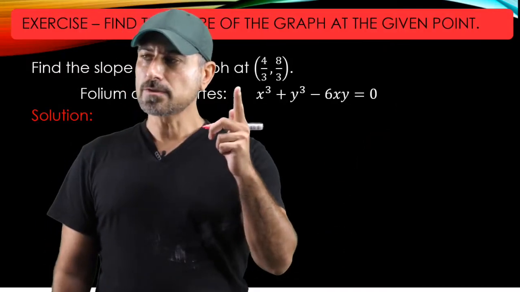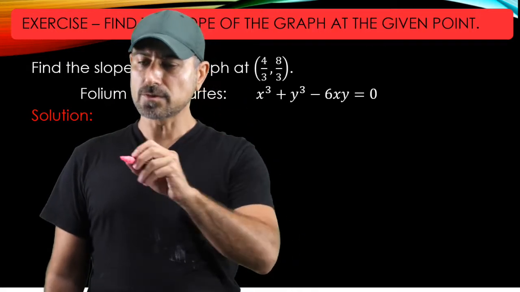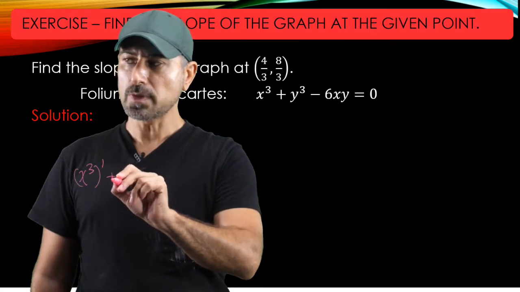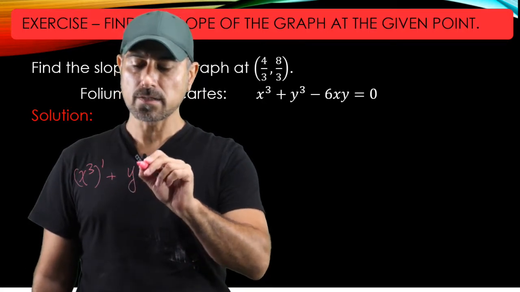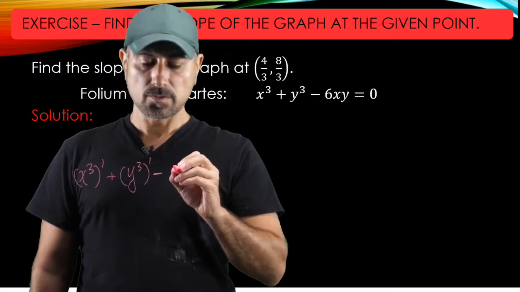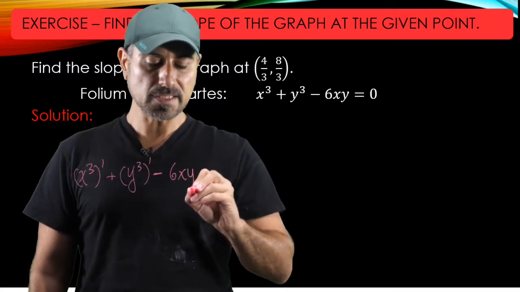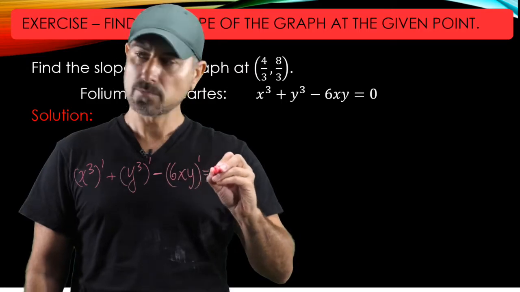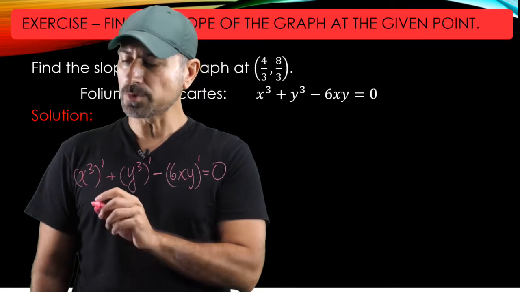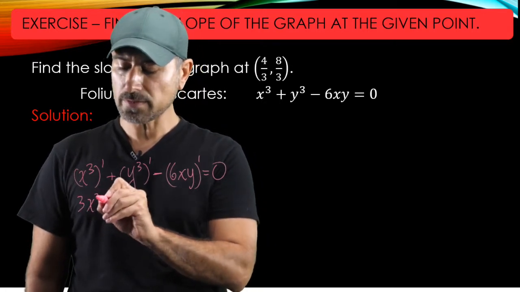All right, let's take the derivative of the left-hand side. It's the derivative of x cubed plus the derivative of y cubed minus the derivative of 6xy equals 0. As we see from here, the derivative of x cubed is the application of the power rule, which is essentially 3x squared.